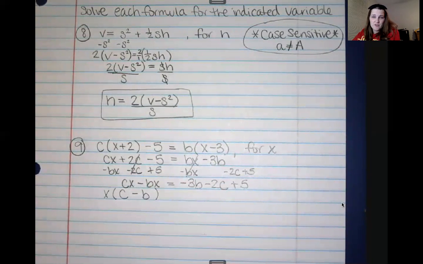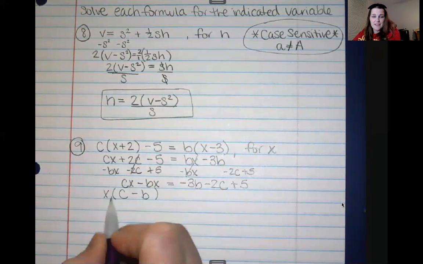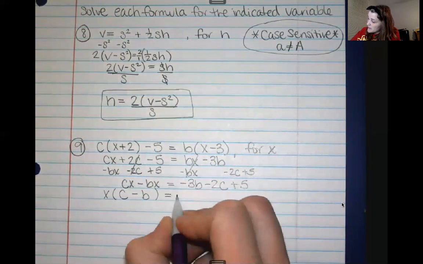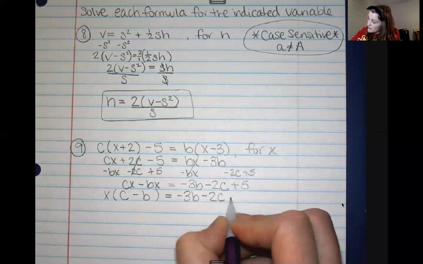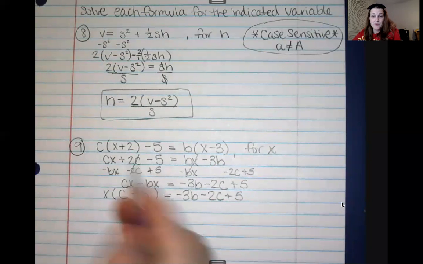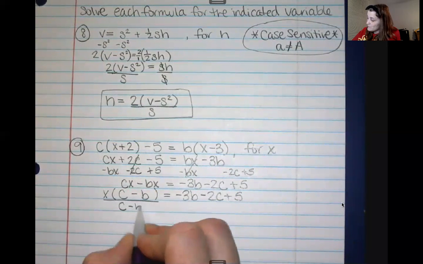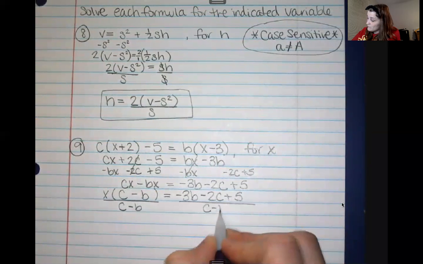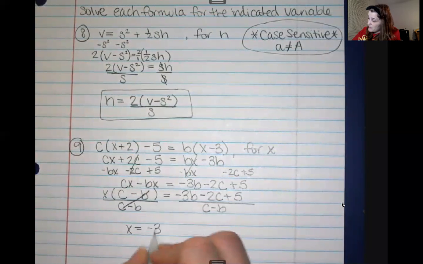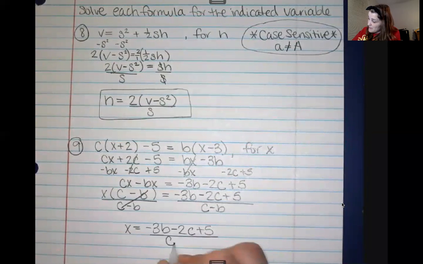And you can check that your answer is correct because if I redistribute, x times c is the same thing as cx, and x times negative b is the same thing as negative bx. So equals negative 3b minus 2c plus 5. And since this is x times the quantity, to get rid of the quantity, I would divide by it. So I'm left with x equals negative 3b minus 2c plus 5, all divided by c minus b.